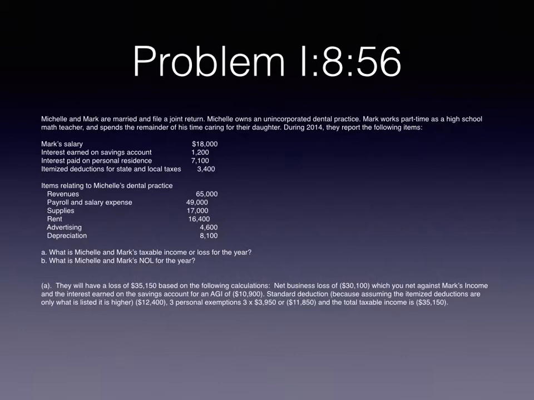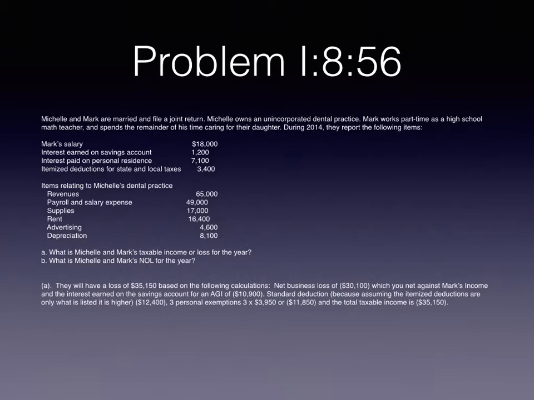$10,900. In this case, we're going to assume that these are all the possible itemized deductions. When you look at those and add them up, you have the $7,100 plus the $3,400. That ends up being less than what the standard deduction for Michelle and Mark would be for the year, and that's $12,400. So you use the standard deduction in this case.